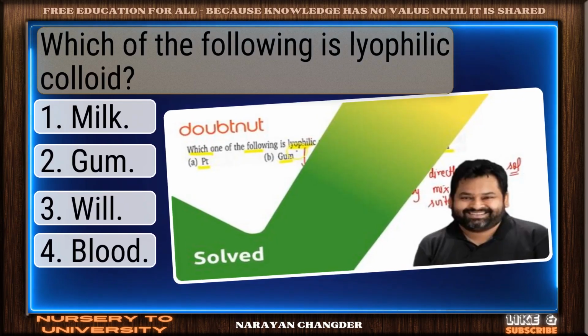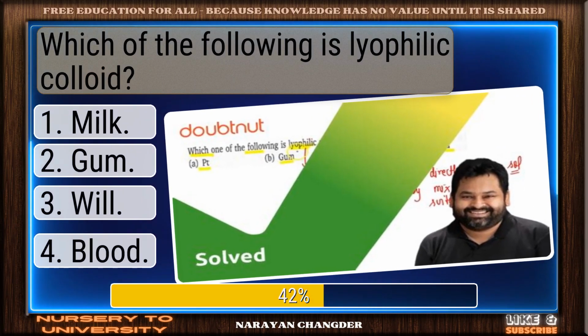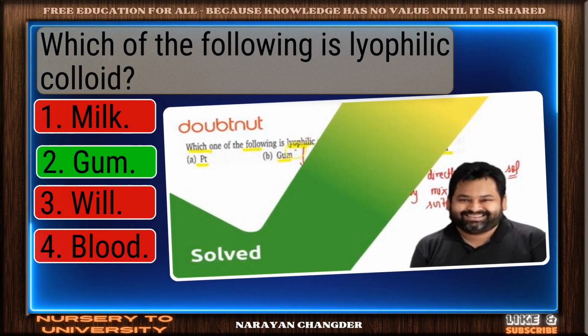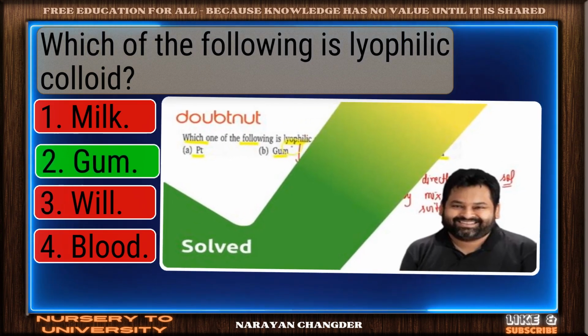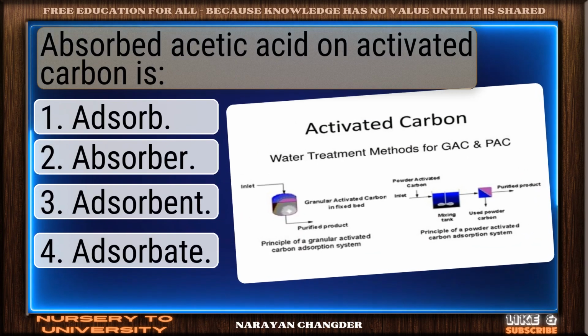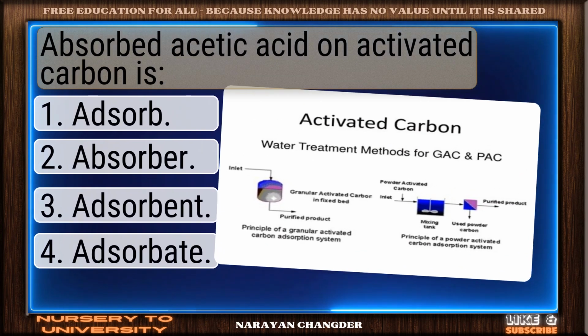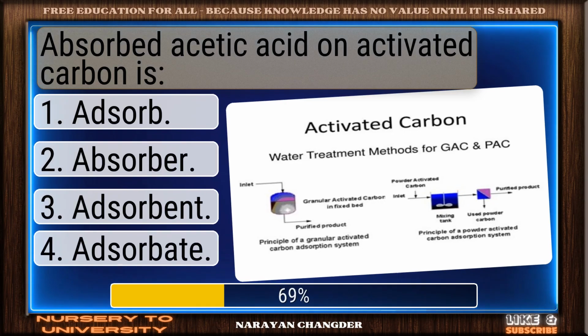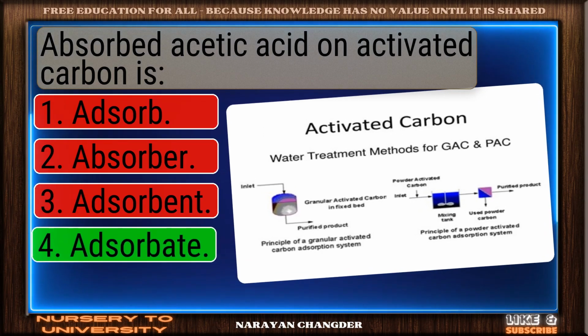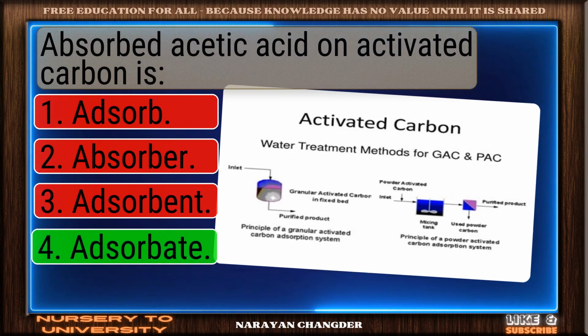Which of the following is lyophilic colloid? Correct. Gum is the right answer. Adsorbed acetic acid on activated carbon is... Right choice. Adsorbate is the best answer.